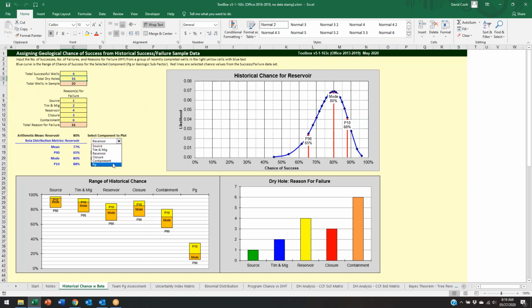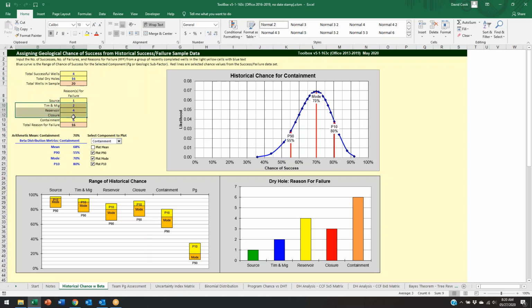Here's reservoir and here's containment, where the most number of failures were attributed to, and you can see the wide range of uncertainty associated with that. So each of the components in the overall piece of G is graphed up from high to low in the lower left chart, and there's a histogram associated with the number of failures and the reason for failures associated with each of the components in the lower right chart.